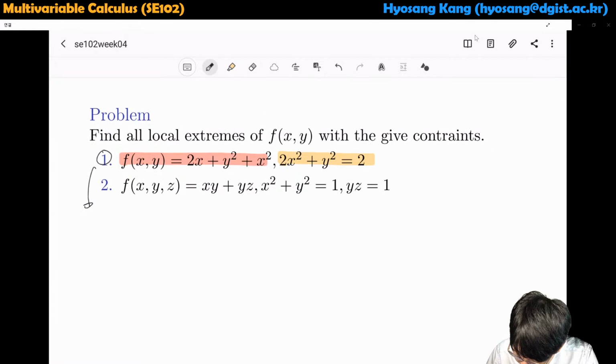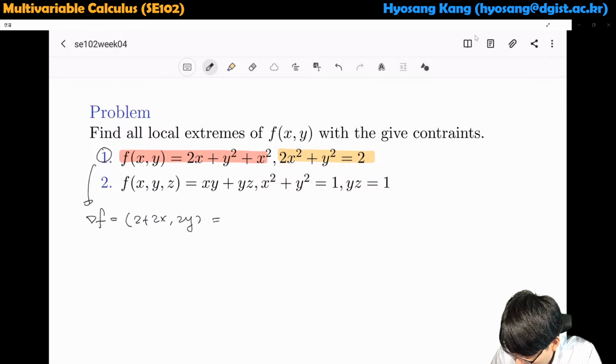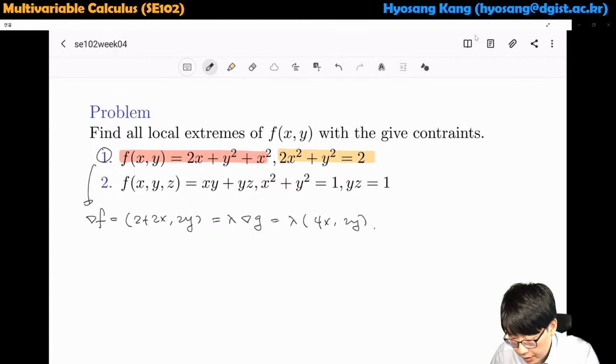Here first, by eyeballing, this f and g, which is 2x plus y squared, are all differentiable, so I don't need to check that. First, take the gradient of f, which is (2 plus 2x, 2y). I want that to equal lambda times the gradient of g, which is lambda (4x, 2y), right? That's one equation, and I want x and y satisfying this equation and the constraint.